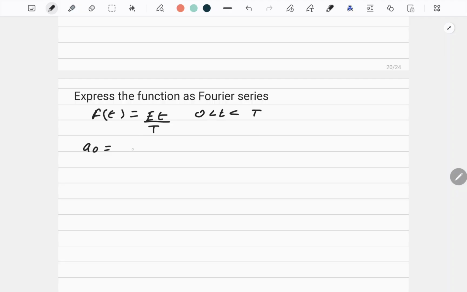First, a0. So a0 is equal to 1 by L. Remember, when I am not using the concept of even and odd, it is not 2, it is 1 in the formula. Okay. So what was L? L was equal to T by 2. Correct. So 1 by L, so 2 by T. Integral 0 to L means T by 2.